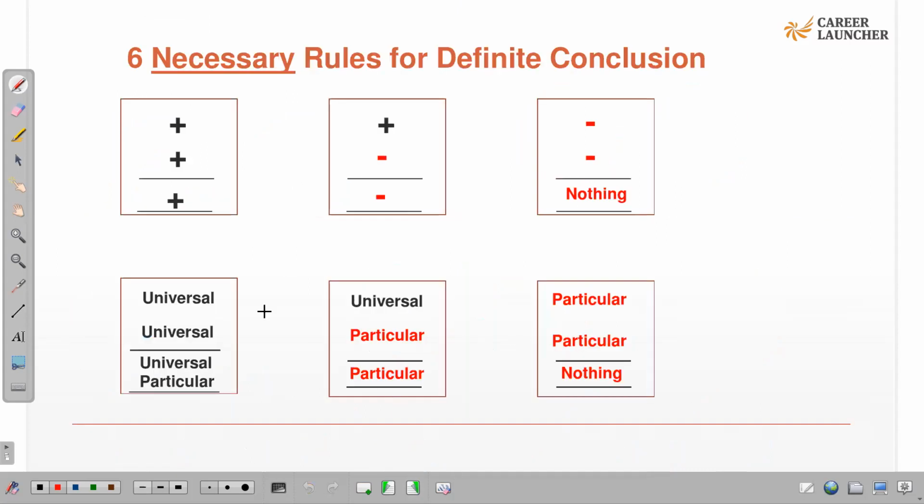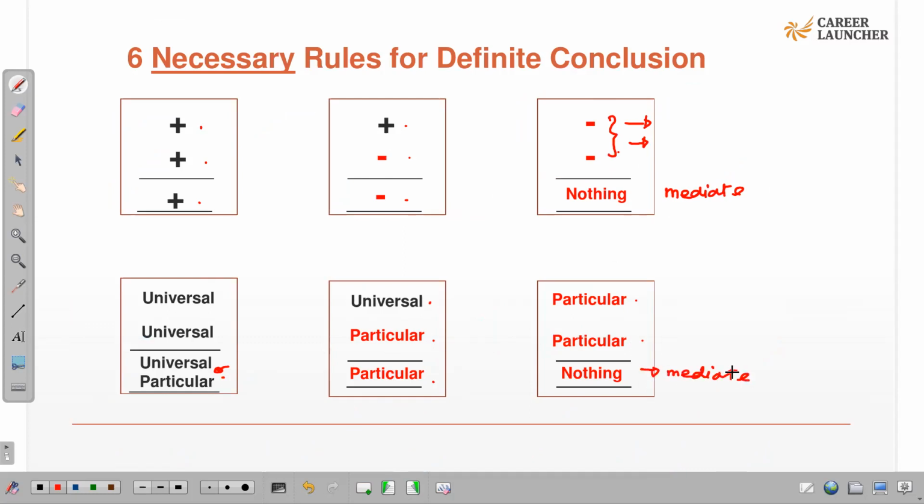Now, we also discussed six necessary conditions for the definite conclusion. Two positives give us a positive, one positive and one negative give us a negative, and two negatives give us nothing. Nothing in the sense that no mediate conclusion is possible. However, the immediate conclusions can definitely be retrieved. Similarly, two universals combine to give us a universal or a particular conclusion. A universal and a particular can give us only a particular, and again two particulars combine to give us nothing. Nothing again represents no mediate conclusion.